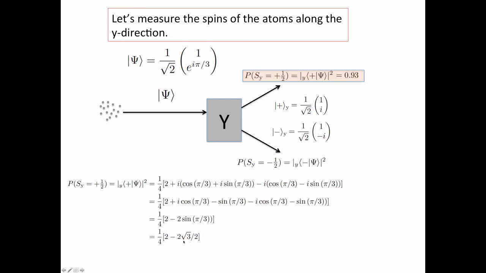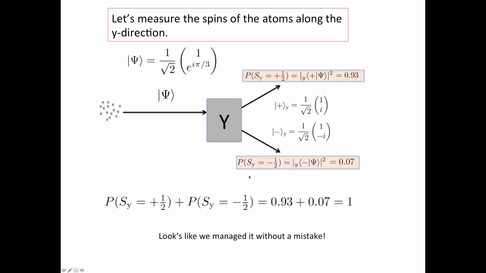So this is a quarter into 2 minus 2 root 3 over 2, which is a quarter into 2 minus root 3. Plugging that into your calculator, you'll find that it is 0.07. And so the probability of measuring spin down in the y direction is 0.07. That's a 7% probability. And finally, let's do our usual check. Do the probabilities add up to 1? Yes, they do. So it looks as though we've managed to carry this out without making a mistake.